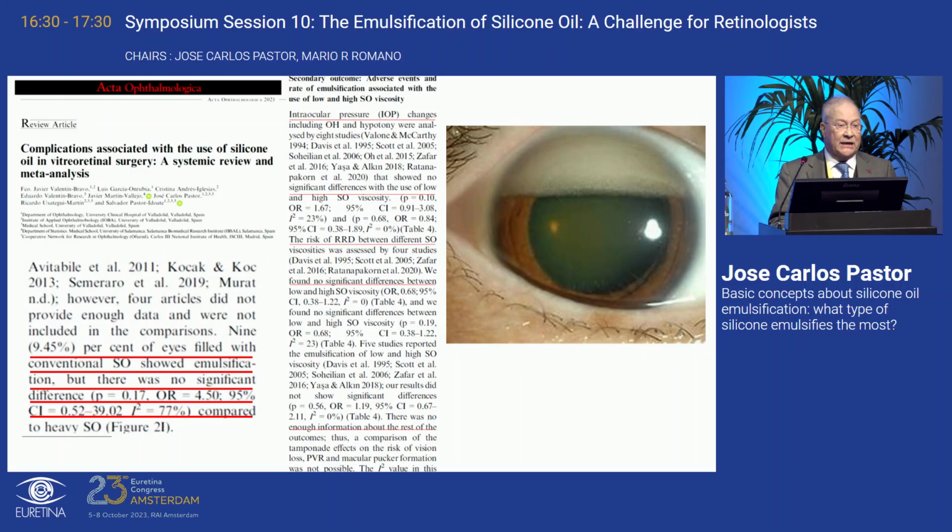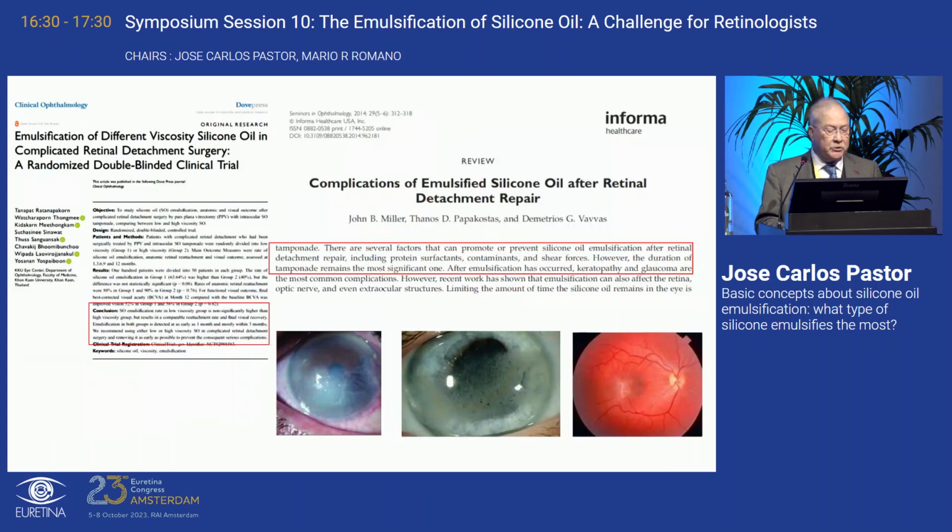After me, Salvador is going to talk. They performed a meta-analysis on the use of silicone oil, and he's going to show what happened in the literature. The variation is very high, and honestly, it is difficult to have a clear idea and a conclusion. But what I think is on the mind of everybody is that emulsification is a huge source of complication.